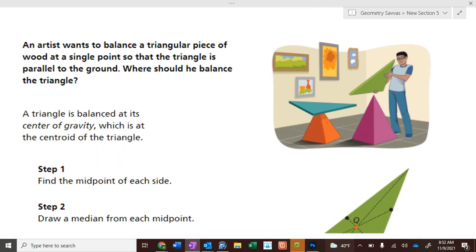An artist wants to balance a triangular piece of wood at a single point on a triangle that is parallel to the ground. Where should he balance the triangle? Well, the triangle is balanced at the center of gravity, which is the centroid of the triangle. How do we find the centroid? It's where the what intersect? What's the magic word? What's on your vocabulary sheet? The centroid is the point of concurrency of medians. So it's where all the medians intersect.